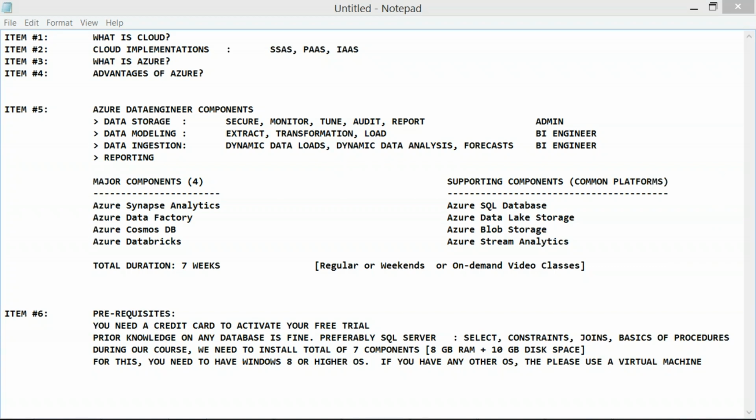So this is the complete synopsis on what we actually understood today. Synapse is mainly data warehouse. Next, Data Factory is mainly for ETL activities, just to get more insight into our synopsis. Cosmos is more into NoSQL storage. And Databricks is again into ETL and analytics, both.